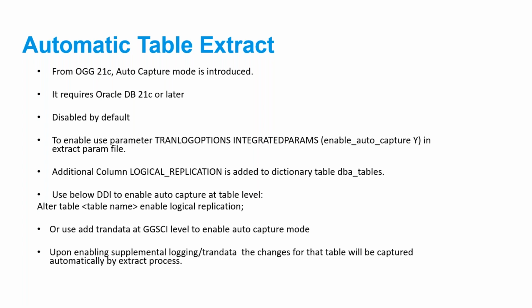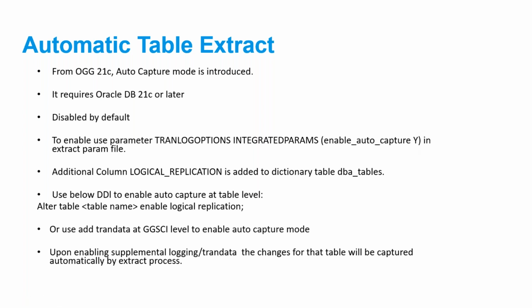It requires Oracle database 21C or later. So remember, if your database is 19C, you cannot use this feature. For using automatic table extract, your Oracle Goldengate needs to be 21C, and the Oracle database needs to be 21C as well. It is disabled by default. To enable automatic table extract, you have to use the parameter TRANSLOGOPTIONS INTEGRATEDPARAMS (ENABLE_AUTO_CAPTURE Y) in the extract parameter file. By default, it is ENABLE_AUTO_CAPTURE N.